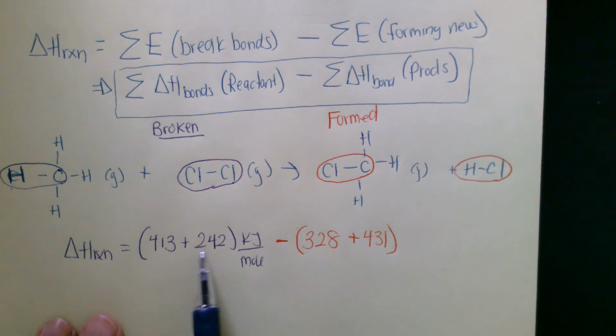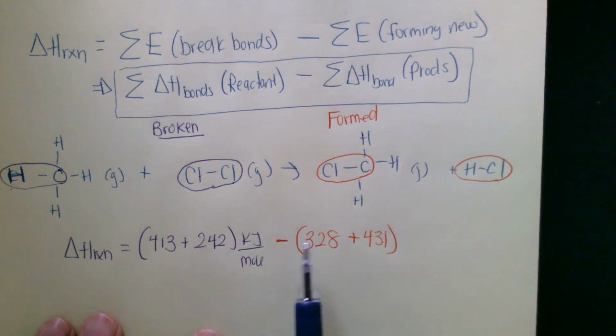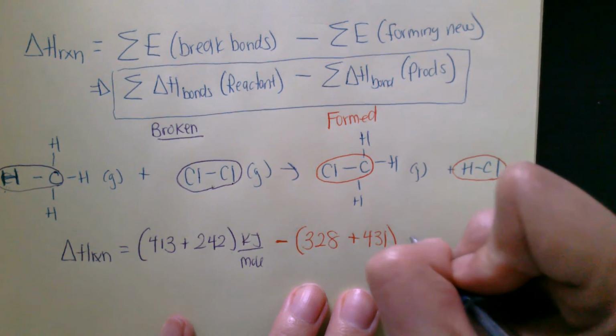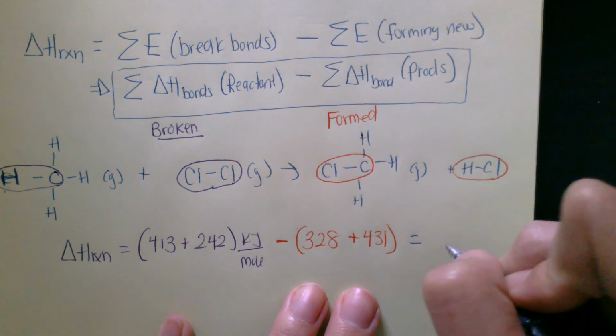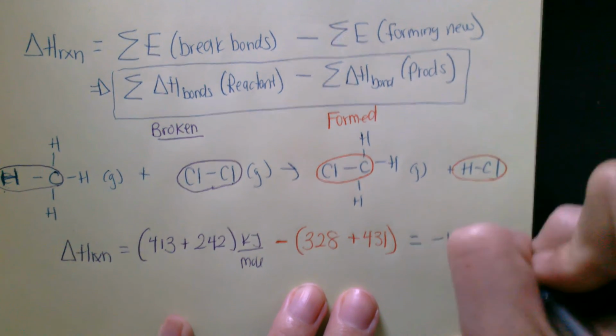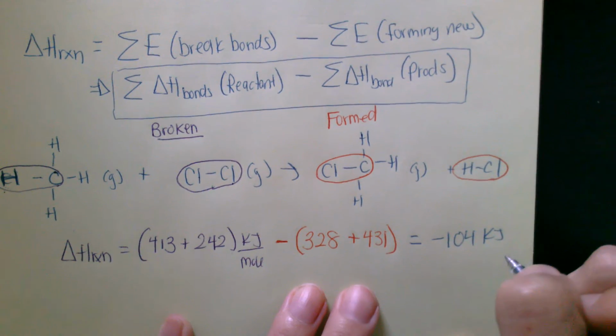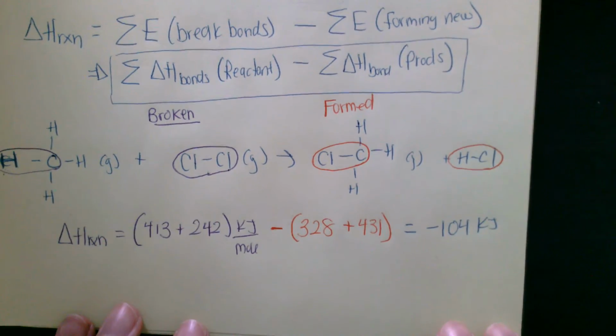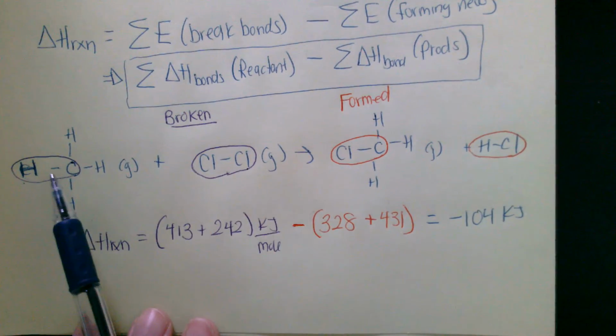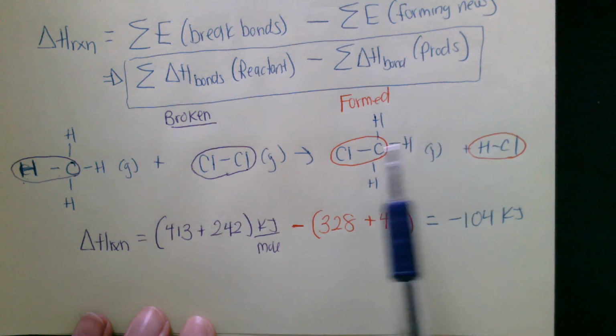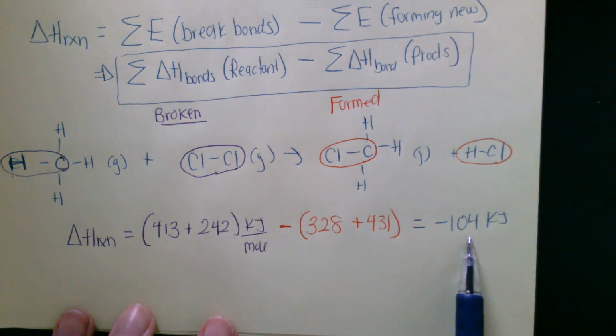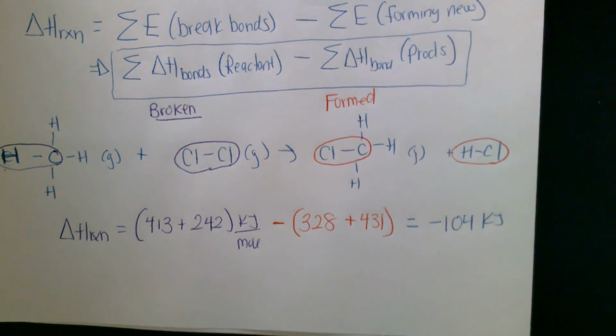So we're going to do this plus this, subtract this plus this. We do that, we get negative 104 kilojoules for this reaction right here. So breaking these two bonds and forming these two bonds is an exothermic process that releases 104 kilojoules worth of energy. Okay, so that's how this works.